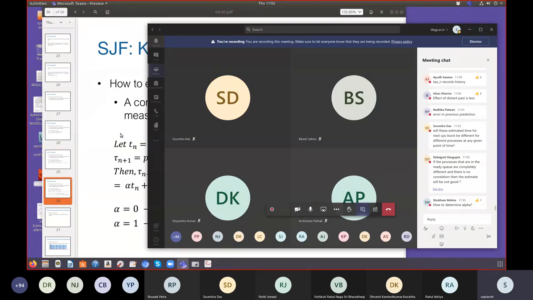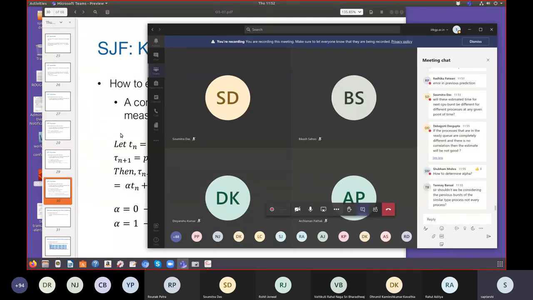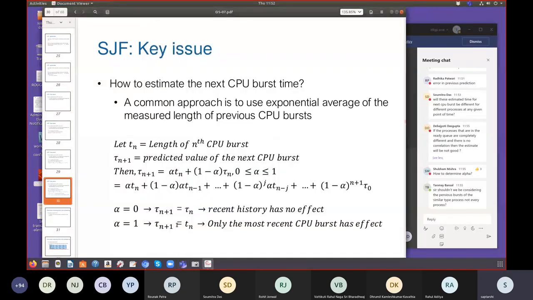Devajyoti, I don't understand your question, because what we are discussing, there is no correlation between one process and another. The estimate for a particular process depends only on the previous burst times of that same process. We are not talking about any inter-process correlation or anything like that. So Devajyoti, I did not understand your question. Maybe you can unmute yourself and clarify.